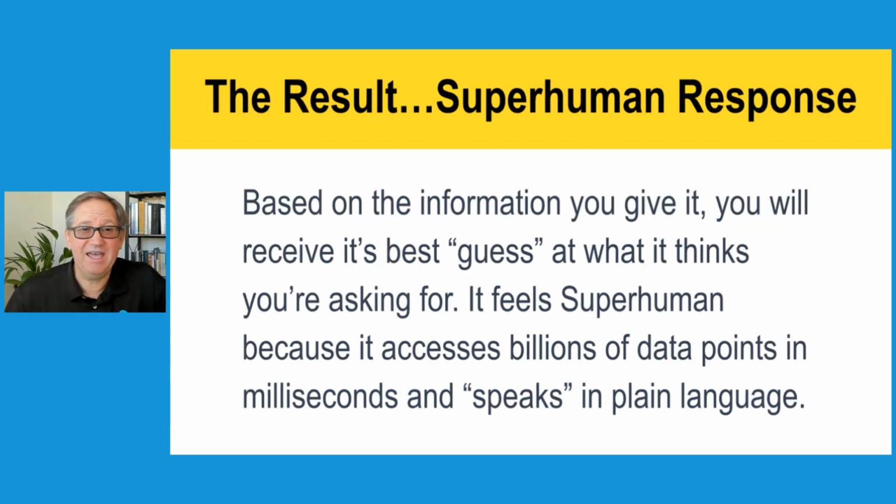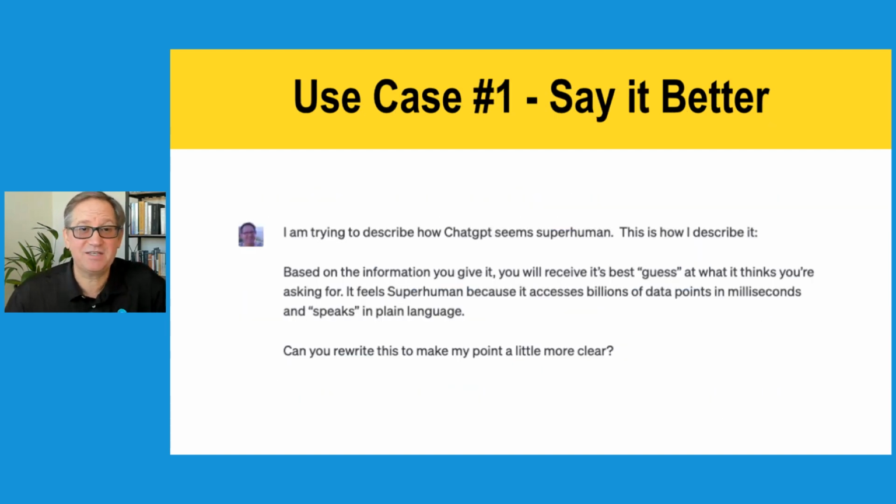Now, all of that said, the results that it gives you seem superhuman. So basically, when you type into the chat box, that's called a prompt. You're prompting it to give you an answer. So when you type in a prompt, based on the information you give it, you will receive its best guess at what it thinks you're asking for. It feels superhuman because it accesses billions of data points in milliseconds and it speaks in plain language. So, again, advanced technology is indistinguishable from magic, and it really, really feels that way.